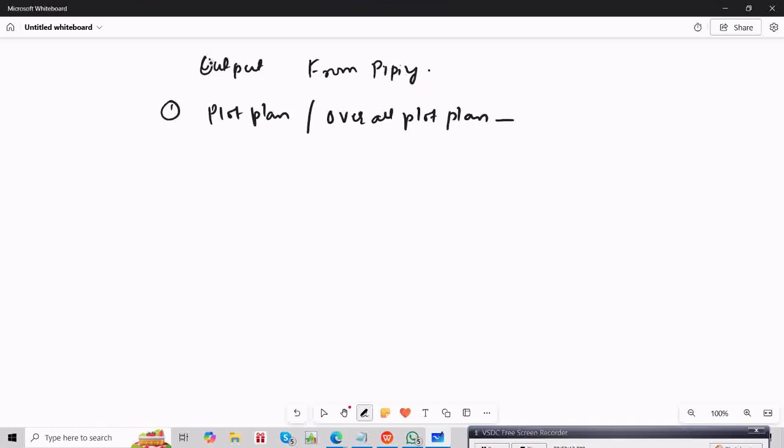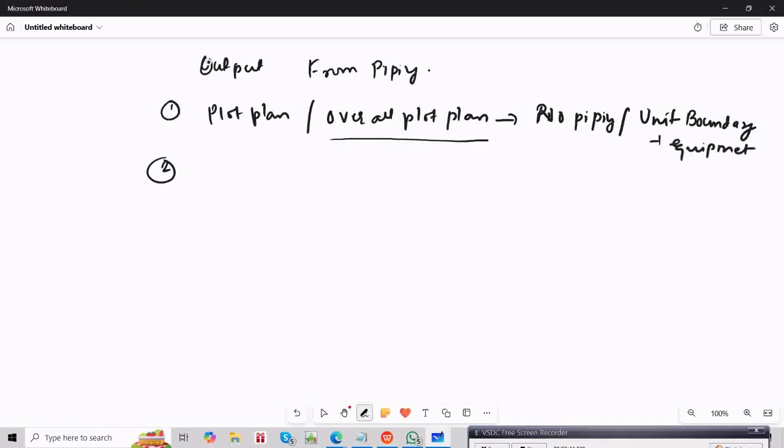This overall plot plan does not show any piping. No piping. It will show only the unit boundaries, plus equipment if it is a major equipment, some big columns, reactors and heaters. So this is the overall plot plan. We will cover how to create an overall plot plan and what information we need to create it in the next session.